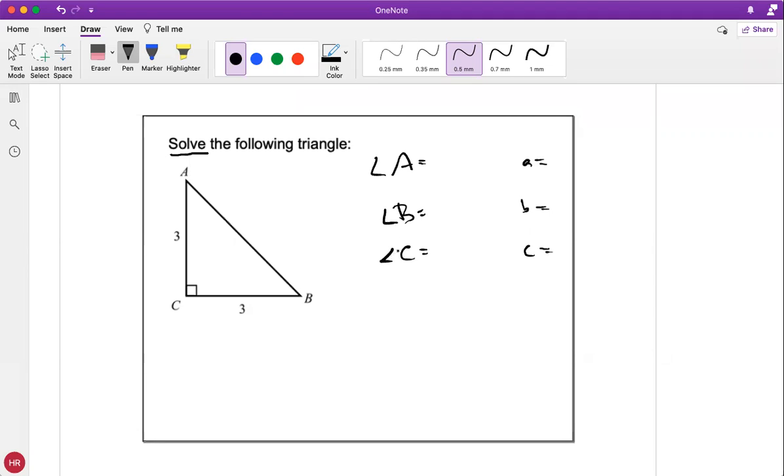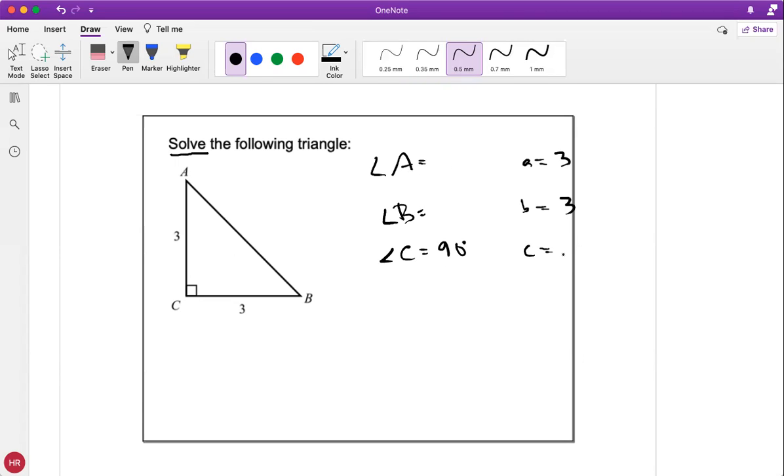That symbol means angle. You might know that. Angle C is 90, given that to begin with. Side B is the one across from angle B, so that's a 3. And side A is across from angle A, and that's a 3. So I got to find these 3 things.